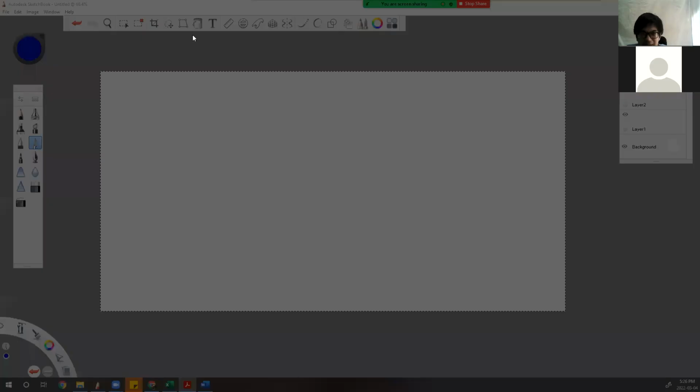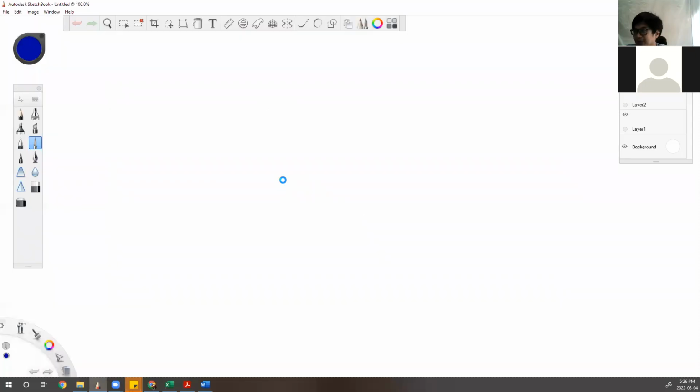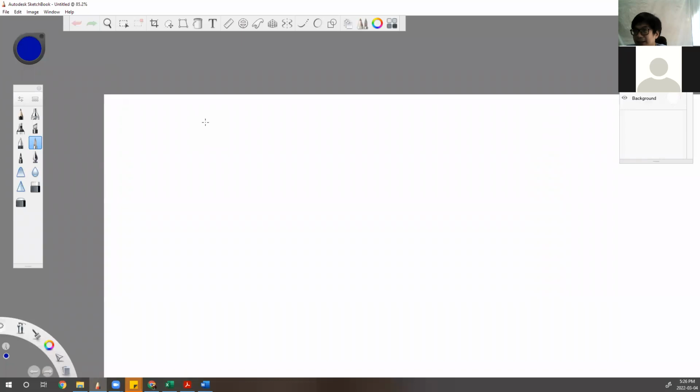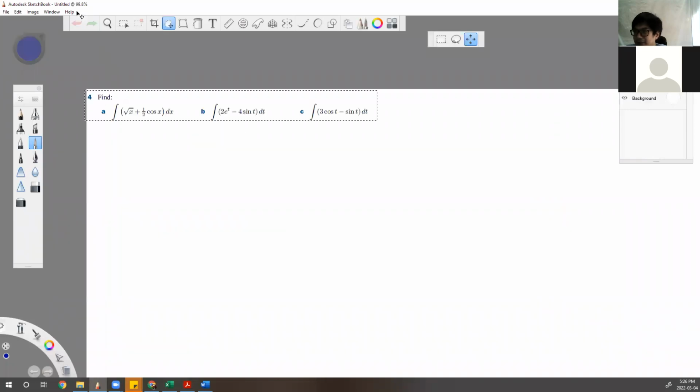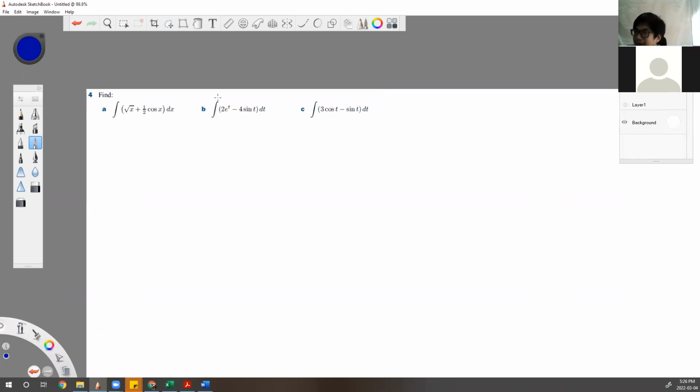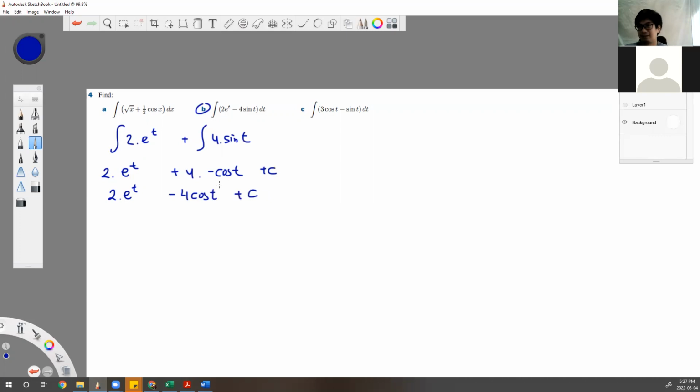it's only about the dx. You change the x to t. Yeah, just change the x to t. For B, just do the expression. 2 e power t, let it be, right? Sine becomes negative cos. Be careful because it's integration. Plus c, right? Done. So 2 times e power t minus 4 cos t plus c. That's it.